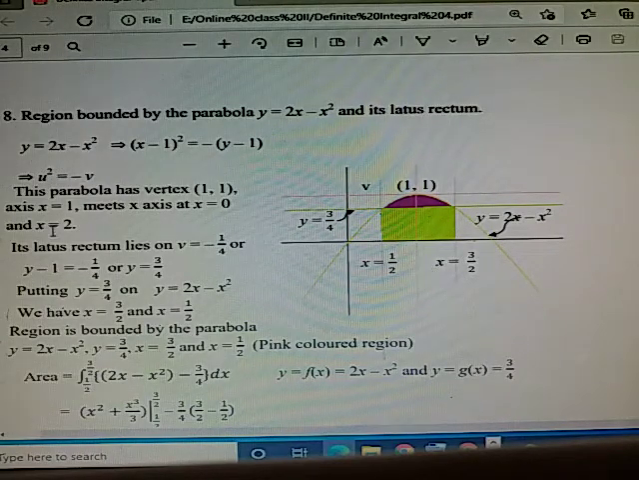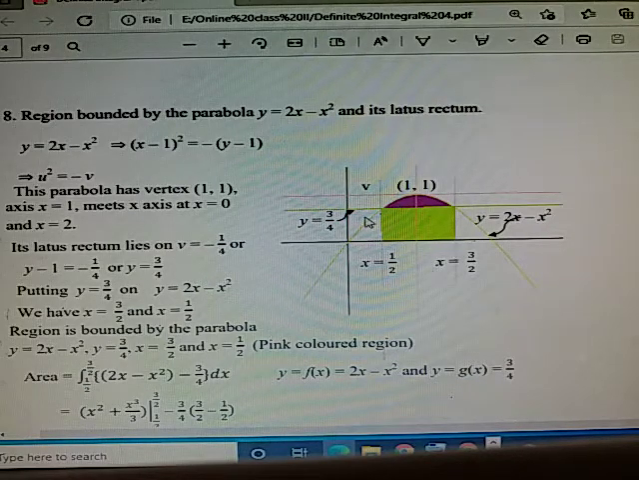So x equal to 0. So the latus rectum lies on v is equal to minus 1 by 4. We are writing this as v and this as u. So v is minus 1 by 4, which means below the u axis. So then y minus 1 equal to minus 1 by 4, and y is equal to 3 by 4.